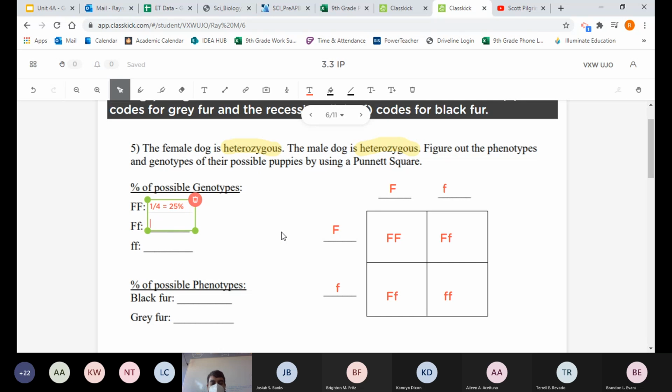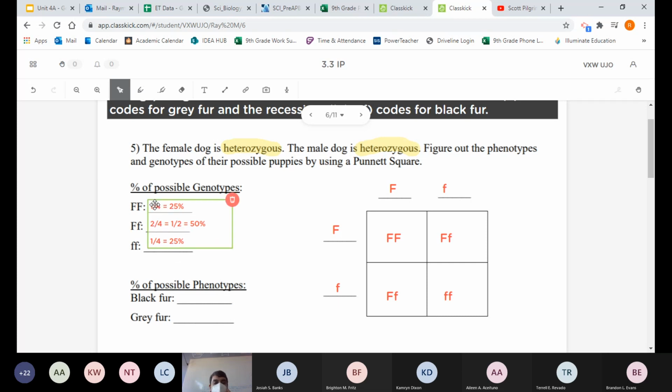Now, big F, little f, there's 2 out of 4, which reduces down to 1/2, and that's going to be 50%. Just like you saw with big F, when it comes to the homozygous recessive, little f, we see that there's 1 out of 4, which is going to be 25%. So all three genotypes are present in different percentages, 25, 50, 25.